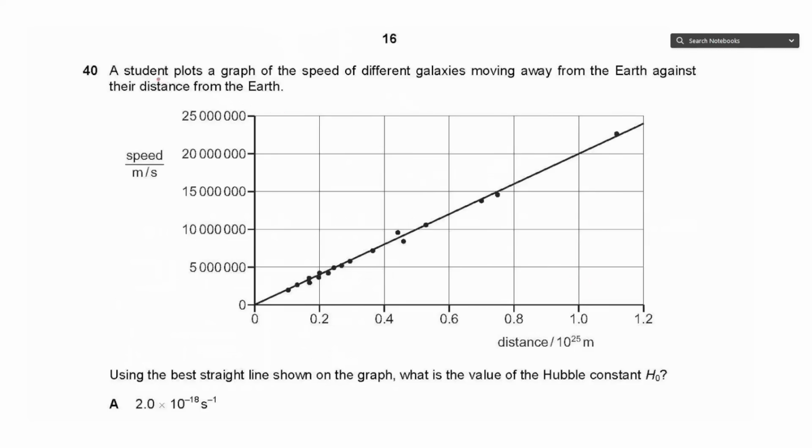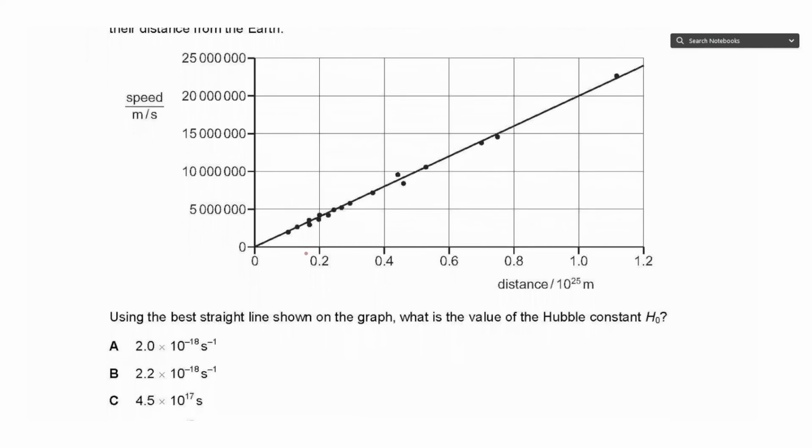Question 40 says a student plots a graph of the speed of different galaxies moving away from the Earth against their distance from the Earth. Using the best straight line shown on the graph, what is the value of the Hubble constant? So the Hubble constant is equal to the speed of recession over distance, which is approximately equal to the gradient of this graph, which is change in speed over change in distance. We can use this point here, 0 and 0, and this point here, which makes a good intersection with the graph, to calculate the gradient.